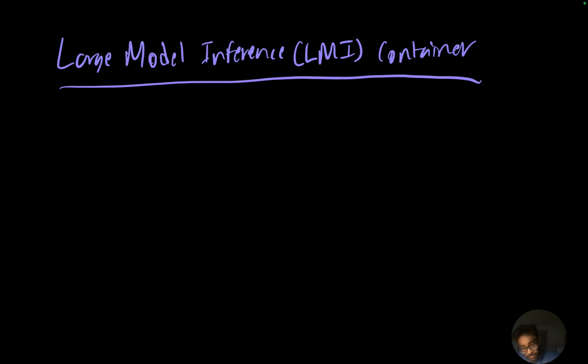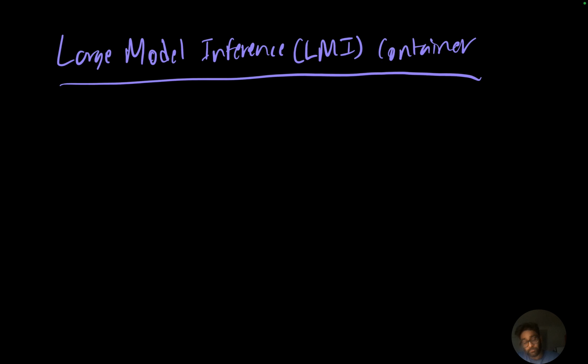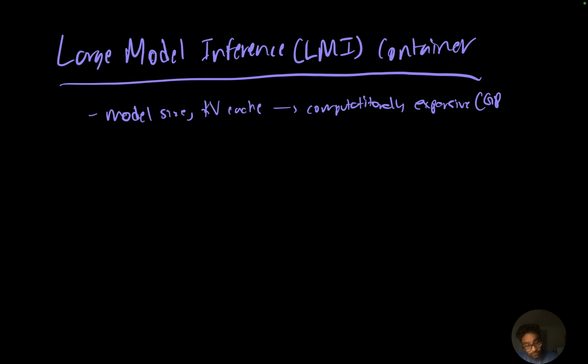So within the LMI container, we talked about some of the specific challenges with LLM hosting, from the model size to factors such as the KV cache. And all this led to us understanding that computationally, hosting LLMs is going to be very expensive. And we definitely need GPU instances or machines where we have multiple GPUs available for the most part to be able to work with hosting.